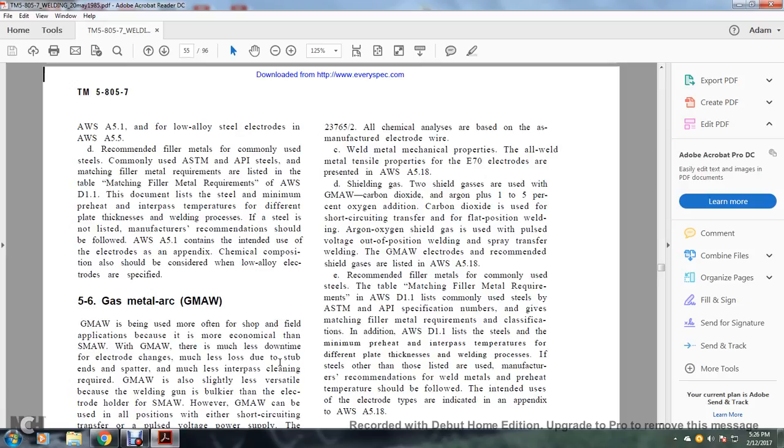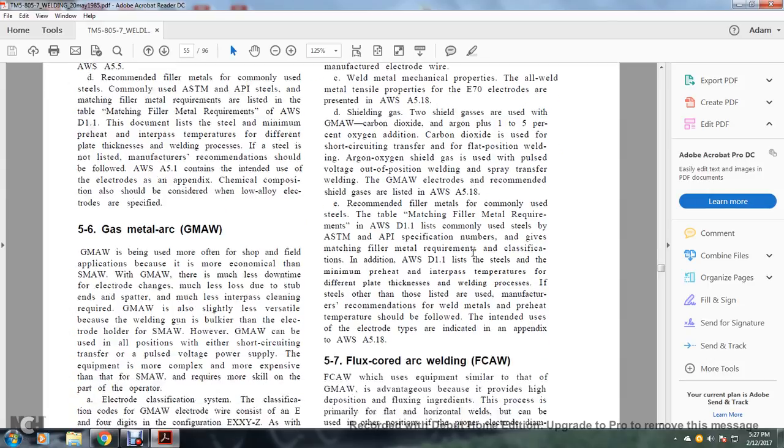Weld metal mechanical properties. All weld metal tensile strength properties of the E70 electrodes are presented in American Welding Society A5.18. Shielding gas. There are two shielding gases for use with gas metal arc welding: carbon dioxide, and argon plus 1 to 5% oxygen. In addition, carbon dioxide is used with short circuiting transfer in the flat position. The gas metal arc welding electrodes recommended with each shielding gas are listed in American Welding Society A5.18.